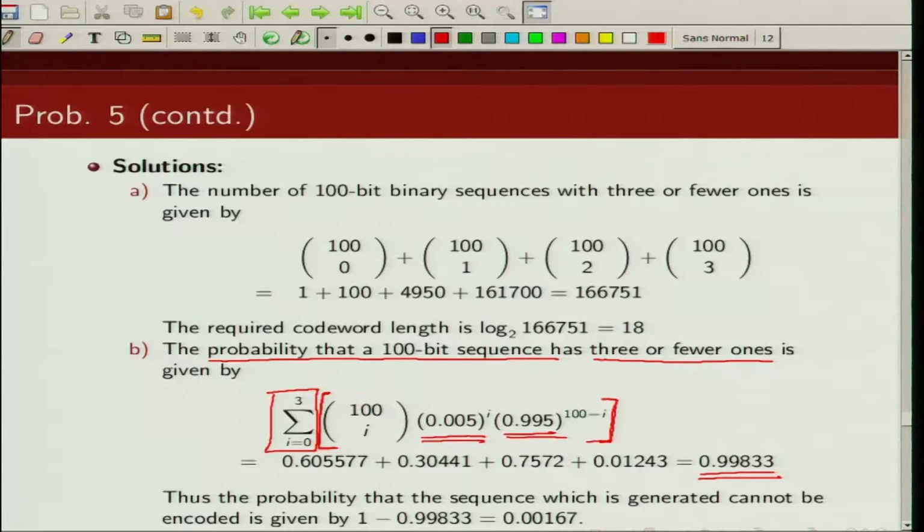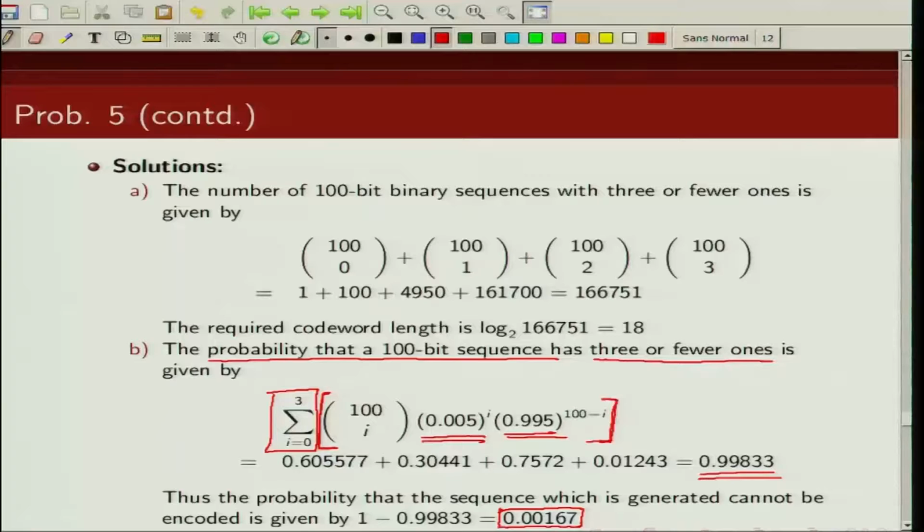0.99833. So in other words, the probability that we are not going to assign any code word to a sequence of these 100 bits is given by 1 minus this, and this probability comes out to be 0.00167. So this is roughly of the order of 10 to the minus 3. That's the probability that we are not going to assign a code word to a 100-bit sequence. Recall that we are assigning code words to all 100-bit sequences which have all zeros, or 1 one, 2 ones or 3 ones.